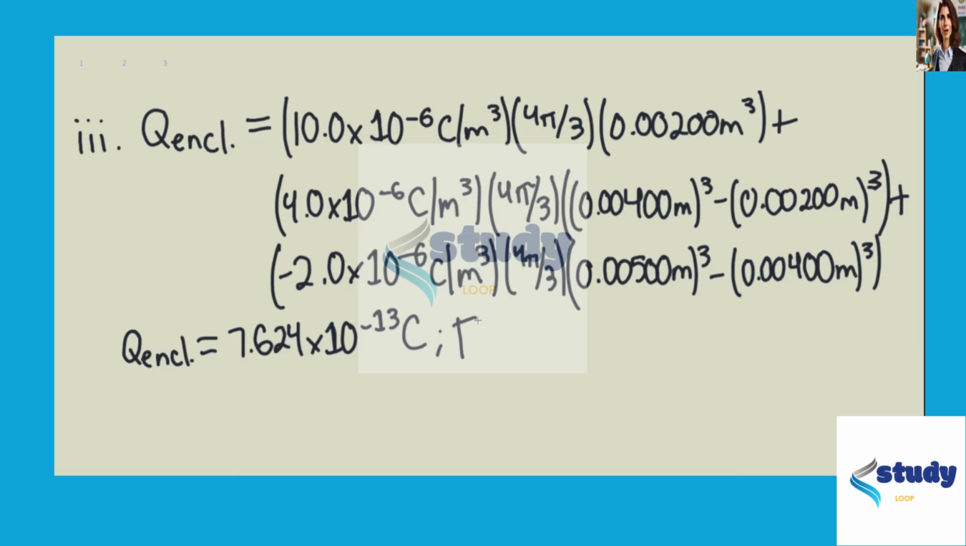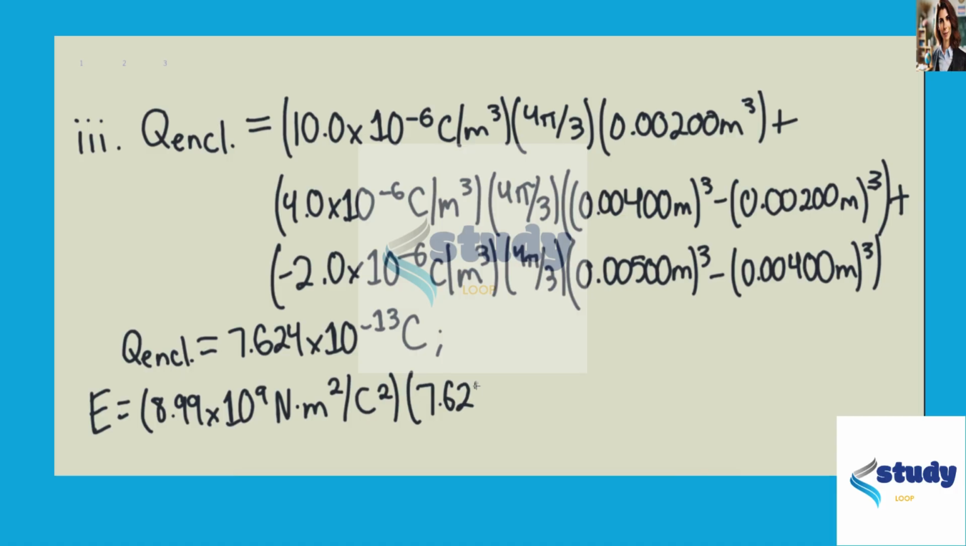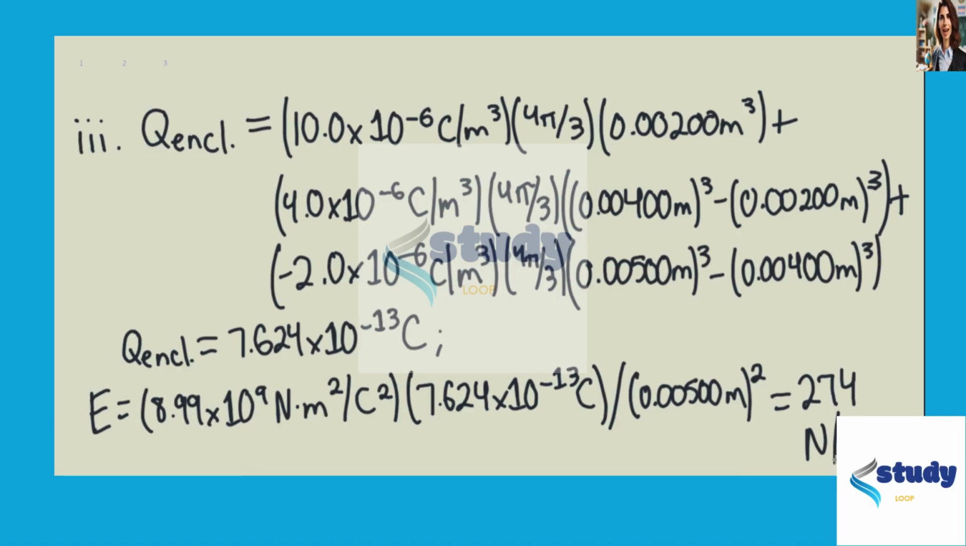And to find the electric field, let's get a new line actually. This would be equal to 8.99 times 10 to the 9th newtons meter squared per coulomb squared multiplied by 7.624 times 10 to the negative 13th coulombs divided by 0.00500 meters quantity squared rather. And this is equaling 274 newtons per coulomb. This would be our answer for part 3.